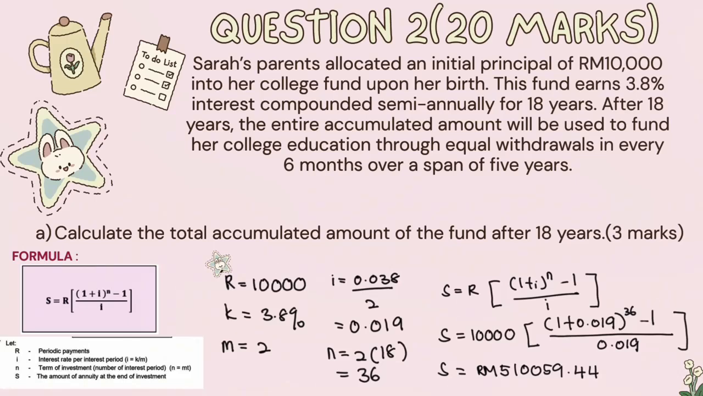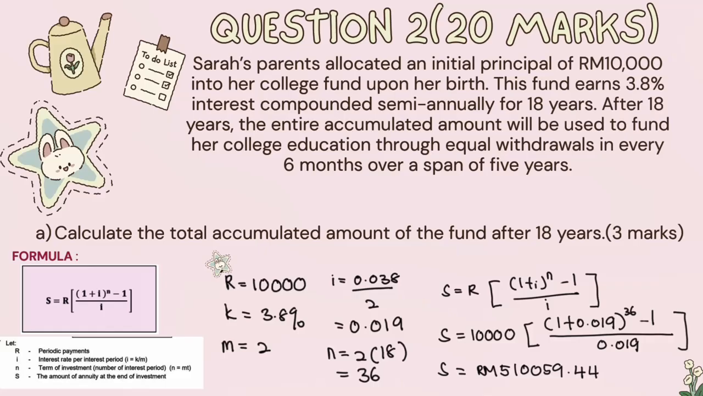First, we have to find the values that we need for the formula. The formula is S equal to R times (1 plus i)^n minus 1, divided by i. Now, we find all the values needed: R equal to 10,000 ringgit, k equal to 3.8%, m equal to 2, i equal to 0.038 divided by 2, which gives 0.019. Then last, n equal to 2 times 18, which gives 36.